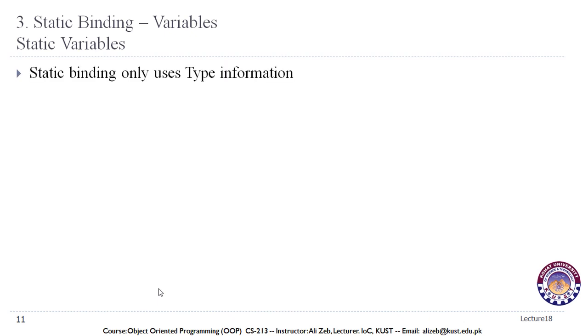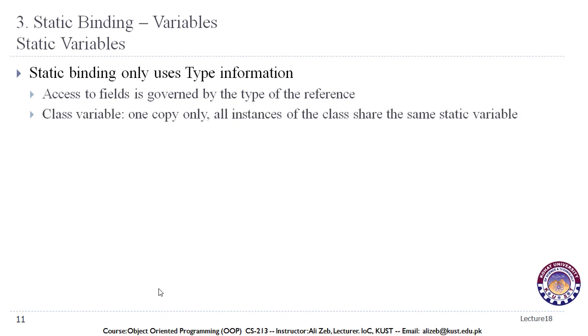Static variable, static binding only uses type information, as we have been seeing. Access to fields is governed by the type of the reference. By class variable we mean a variable that has been declared as static, and we have discussed the static variable previously as well. A class variable, or a variable that has been declared as static, has one copy only that is accessible to all the instances of the class. All instances of the class share the same static variable.